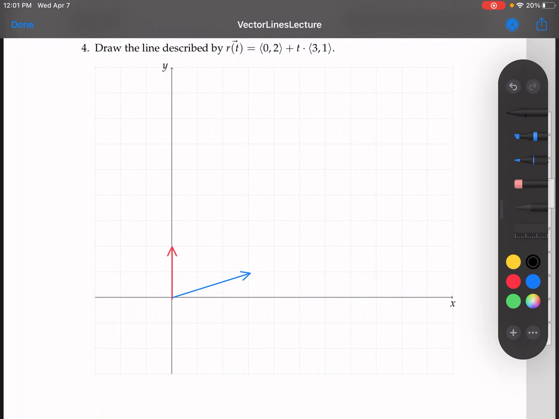So now r of 1 is going to be 0, 2 plus 1 times 3, 1. Now 1 times 3, 1, that's just 3, 1, right? That's just plus 3, 1. So doing vector addition, we're going to move this thing there. And the vector sum is that green arrow there. That points to that point there.